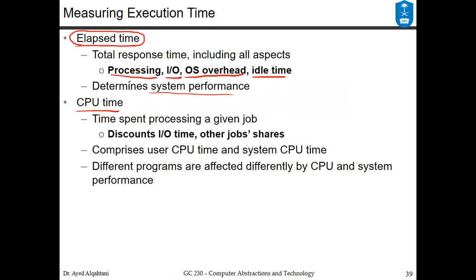Now, if we take only one part of it, which is the CPU time, this is specifically the time spent processing a given job on the CPU or inside the CPU. So we take out the I/O time and any other times, for example, the job shares or whatever. It comprises user CPU time and system CPU time. So it's just the CPU time, whether it's user or system. Different programs are affected differently by the CPU and the system performance. Now, what we will focus on is actually the CPU time. And in many of the cases that we are going to study, we would say that the CPU time is the same as the execution time.